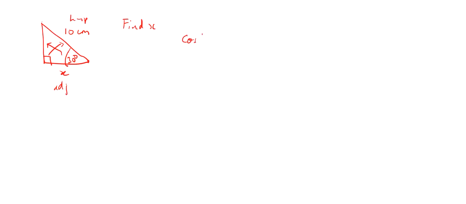So cos theta is equal to adjacent over hypotenuse. So cos 30 degrees is equal to adjacent, which is x, over the hypotenuse, which is 10. So you use your calculator and work out cos 30, and we get 0.866. So 0.866 is equal to x over 10.